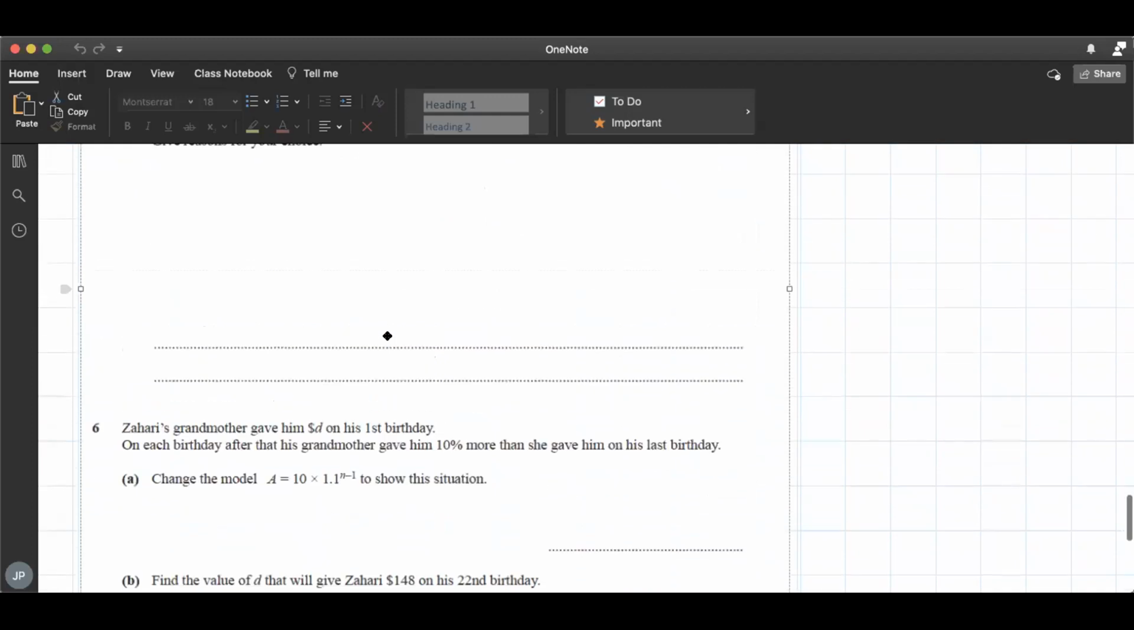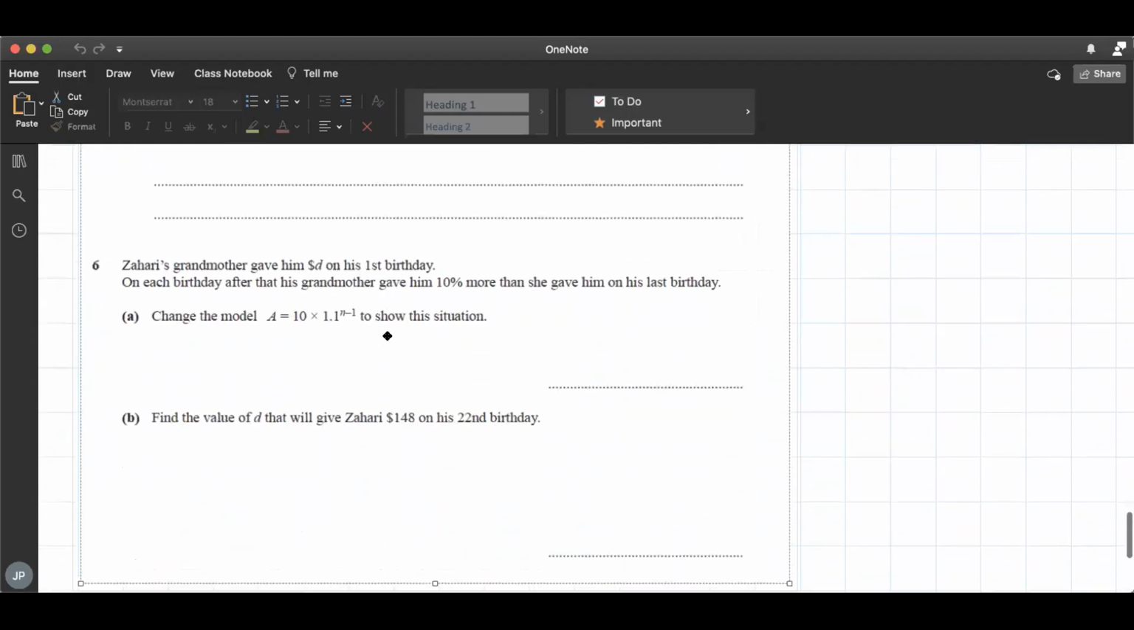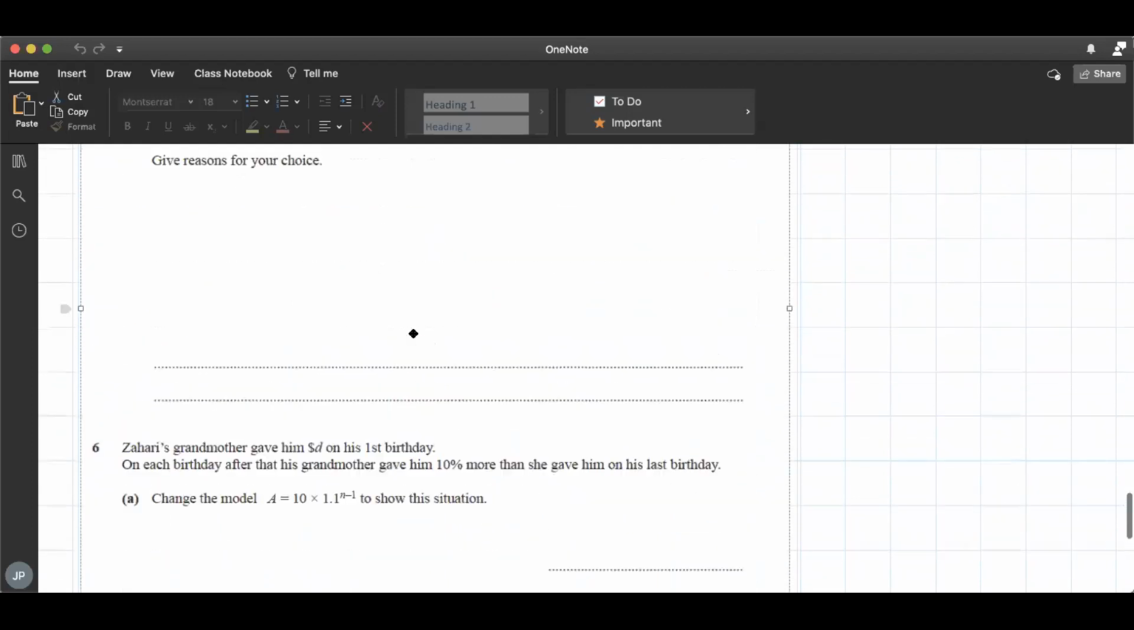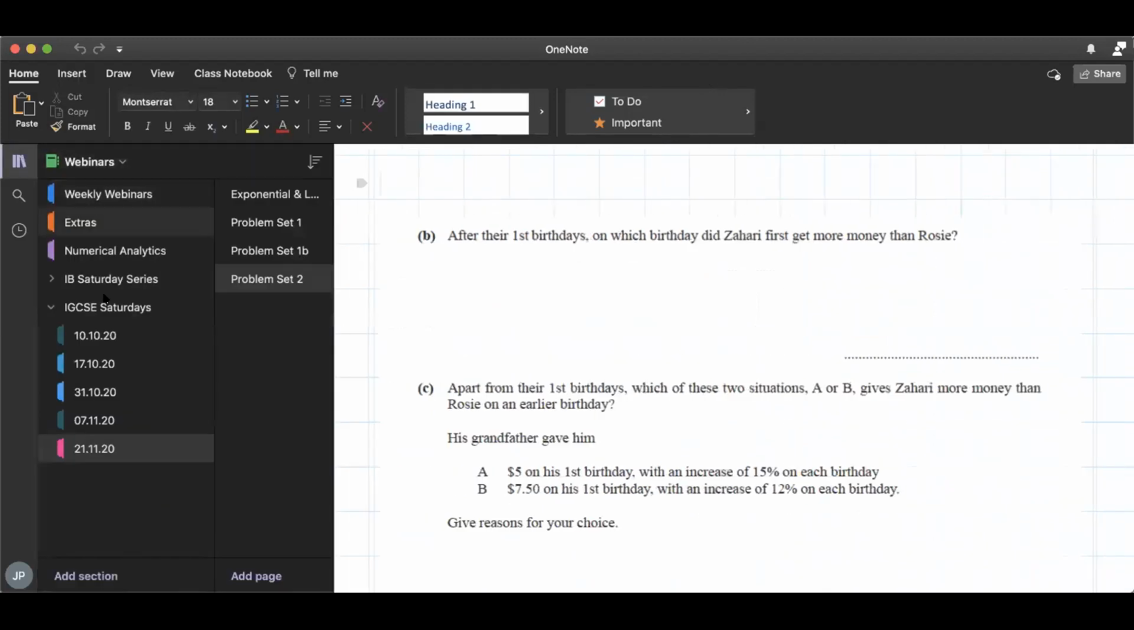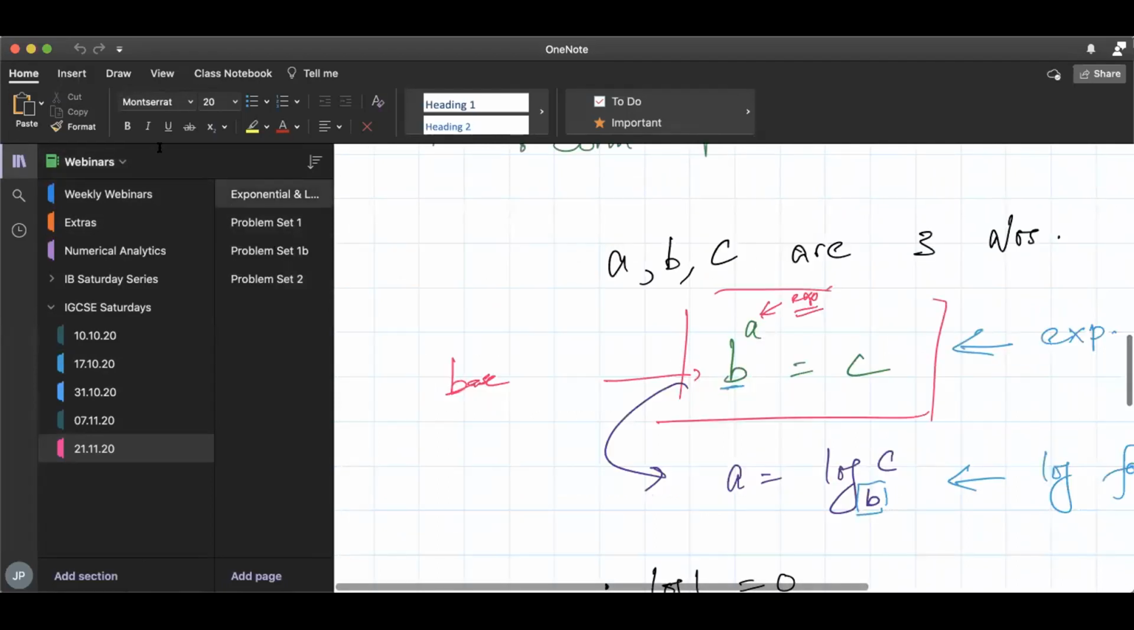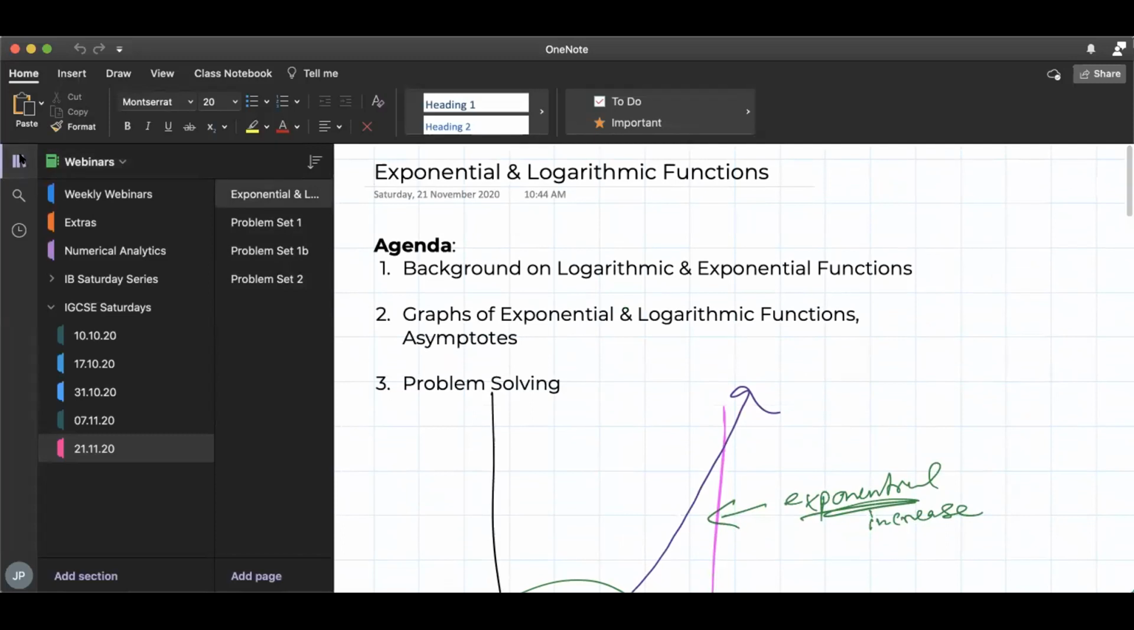That's where the calculator plays a bigger role. You have to write down, look at that, it changed the model, and it says find the value, and using the calculator keys, it'll come out much better here. My point was just to show you where this exponential function is going to play out in your IGCSE exams. I thought it would be a good idea to give you an overview.